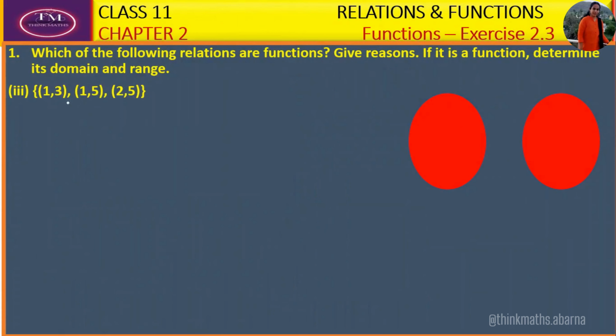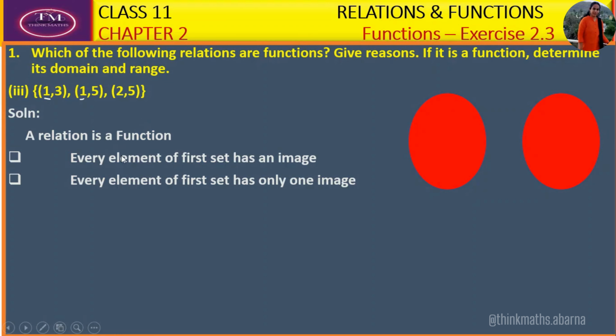So for the first question, this is the third part. We have to check whether this relation is a function. Now if you go through this Cartesian product, you can see this one is repeated, so it is not a function. That means it has more than one image. We know that a relation is a function if every element of the first set has an image and every element of the first set has only one image.